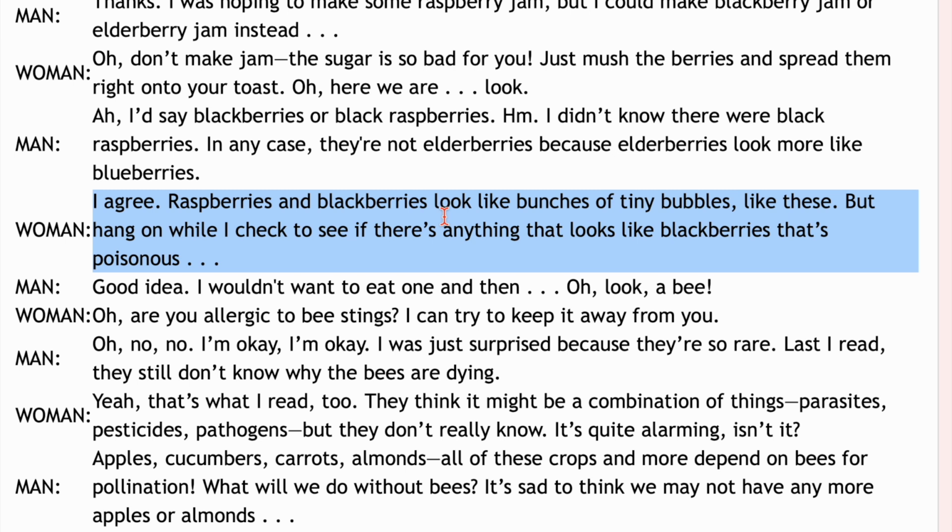I agree. Raspberries and blackberries look like bunches of tiny bubbles, like these. But hang on while I check to see if there's anything that looks like blackberries that's poisonous.